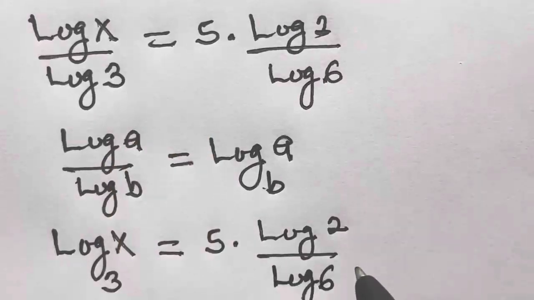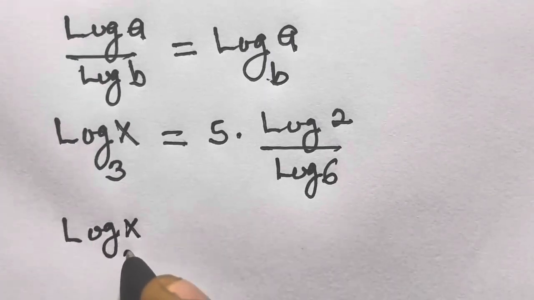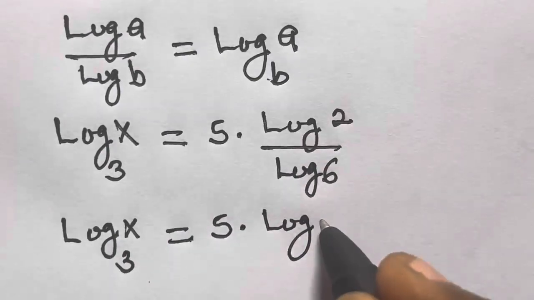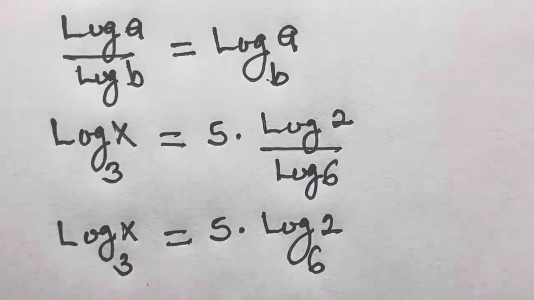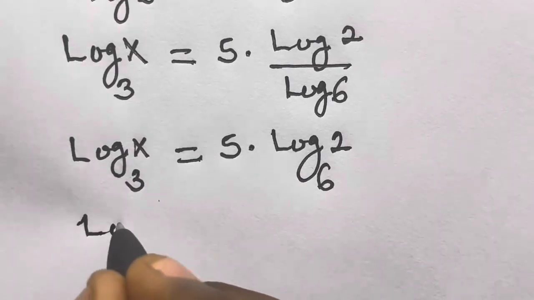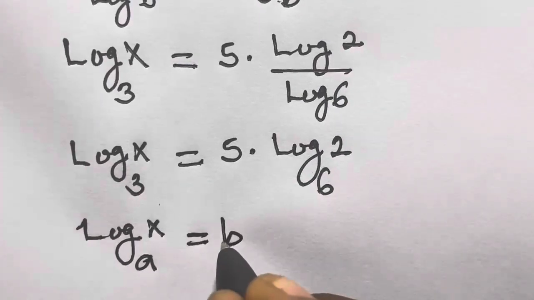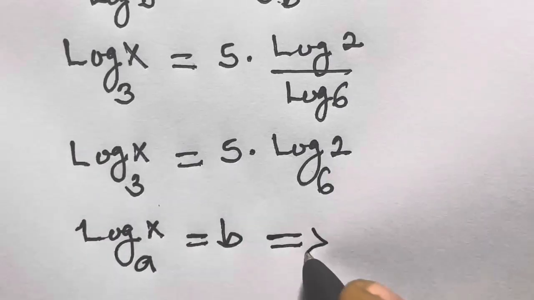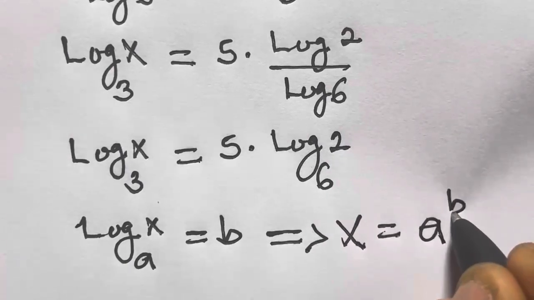And applying this to this as well, we will have log x in base 3 equals 5 multiplied by log 2 in base 6. We're almost there. To find this from our law of logarithm, if we have log x in base a equals b, we use it to power this to be equal to this. So x will be equal to a raised to power b.